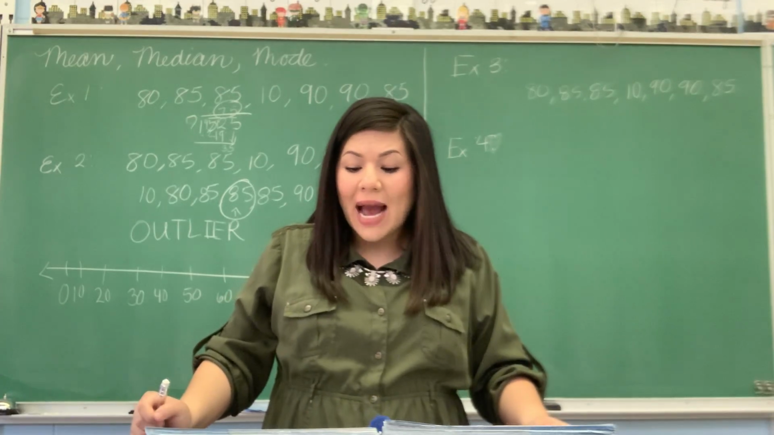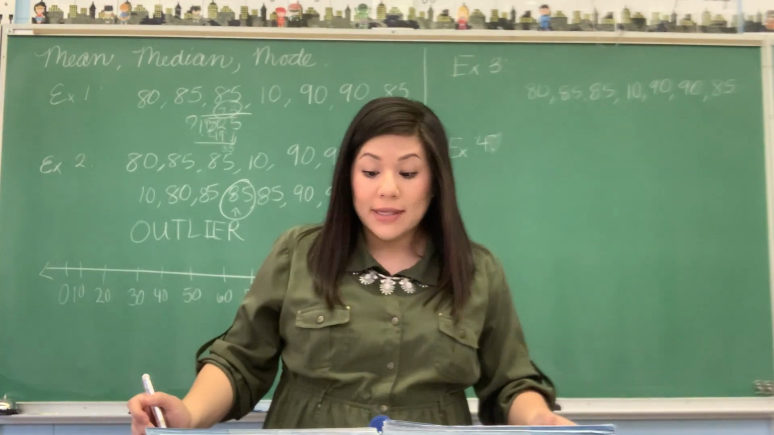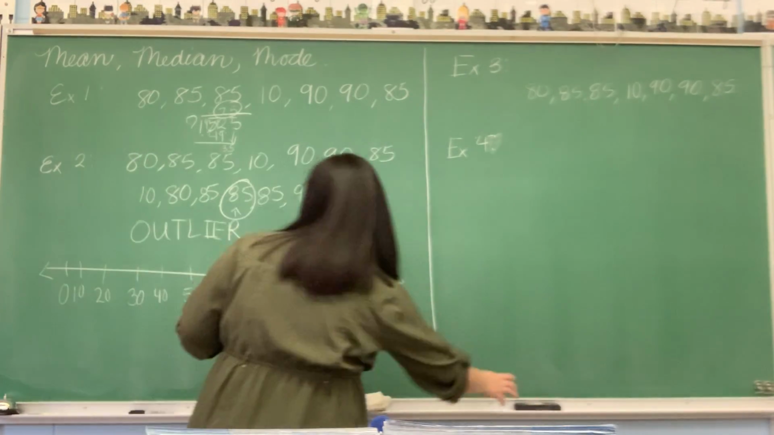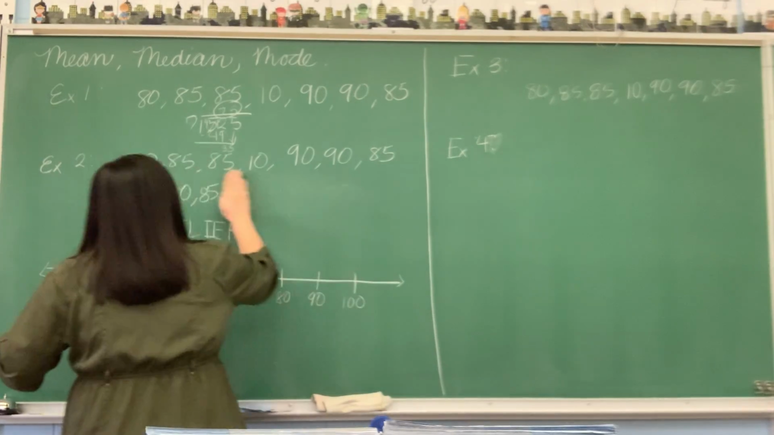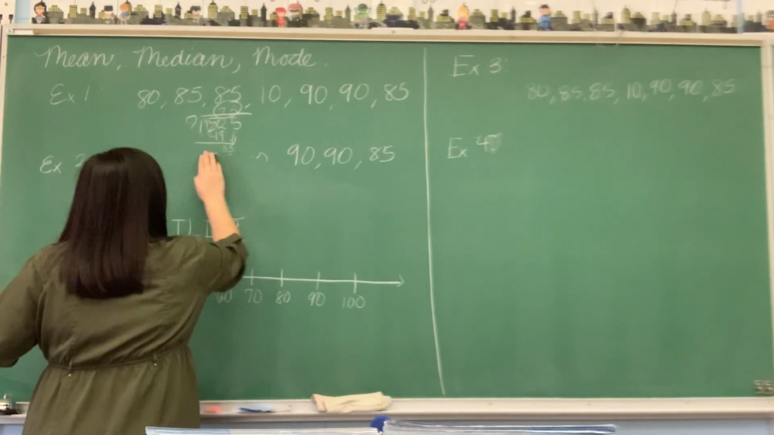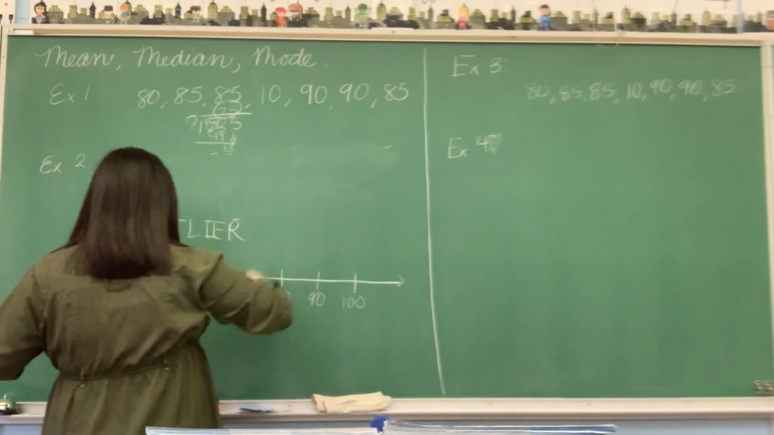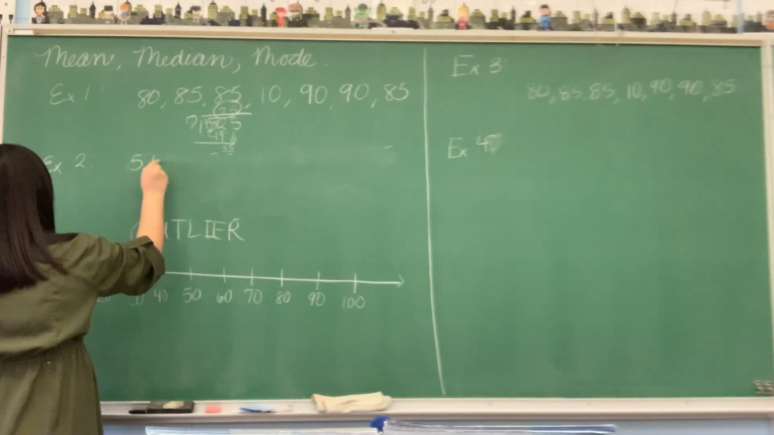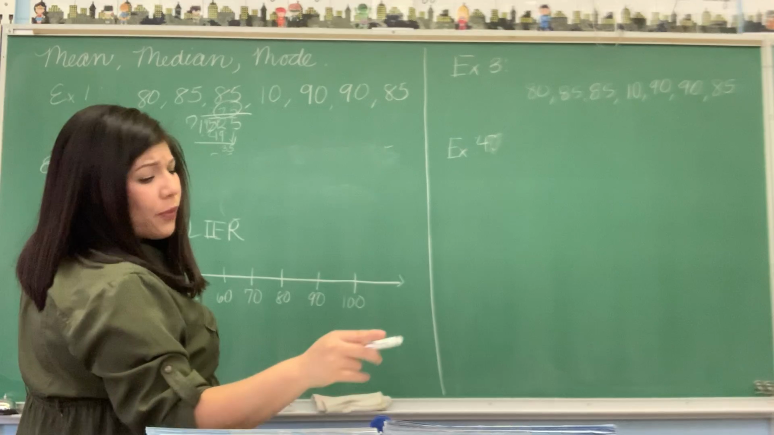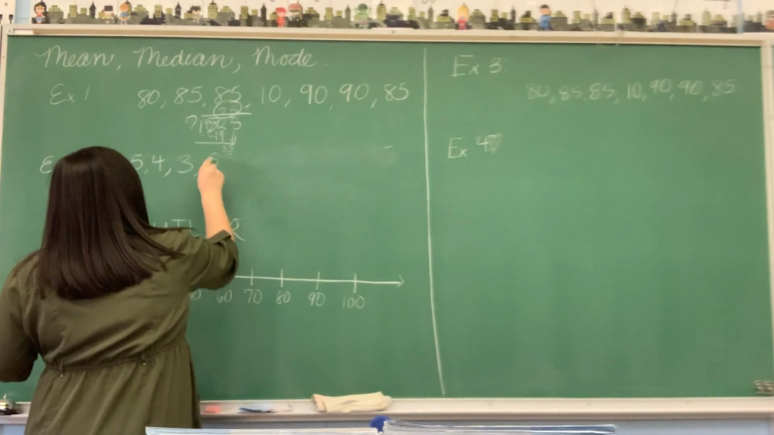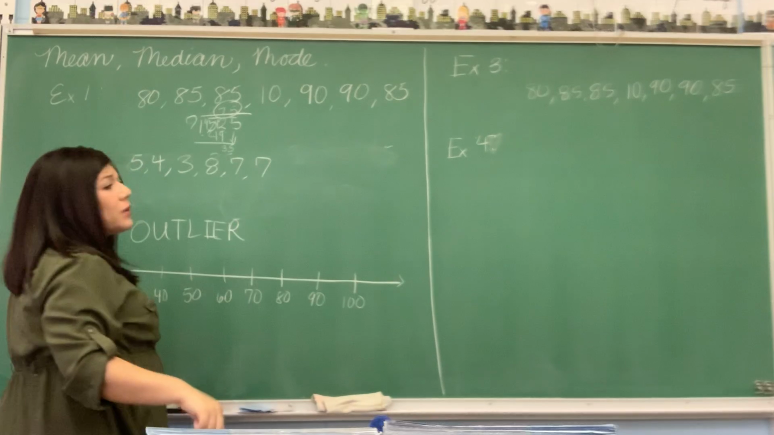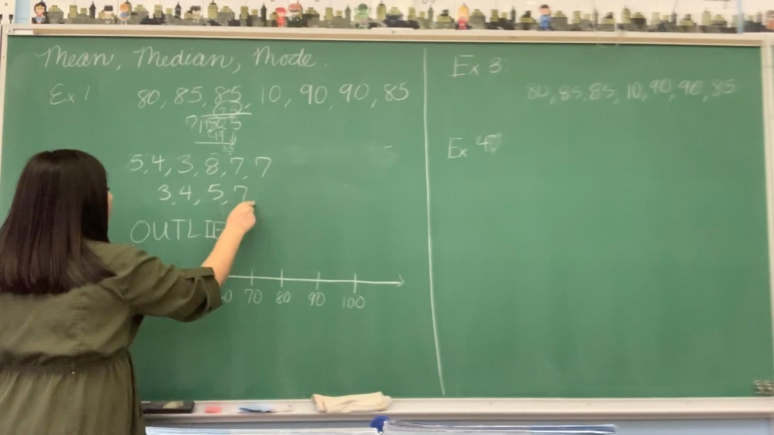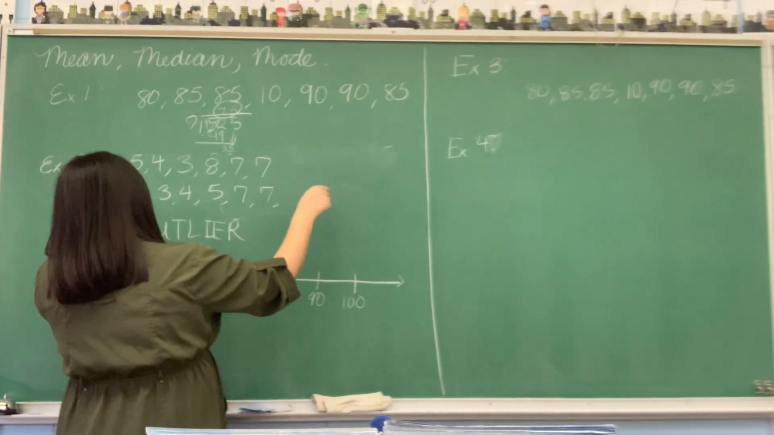Now, if I were to ask you to explain how to find the median of the following set of numbers, we're just going to do this real quick because this one is a little bit different. It goes with this example here. We have the numbers 5, 4, 3, 8, 7, 7. Let's put these in order from least to greatest: 3, 4, 5, 7, 7, and 8.